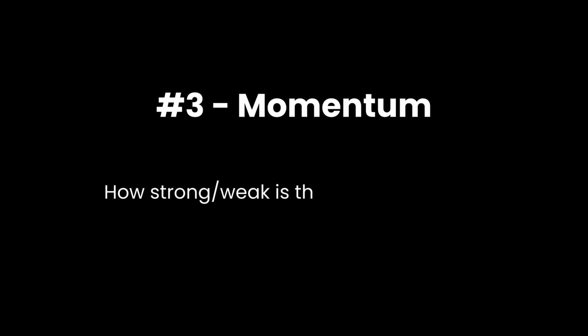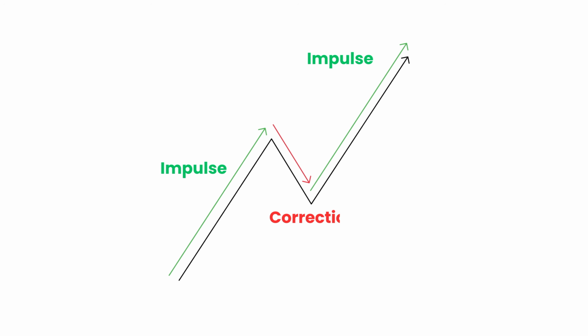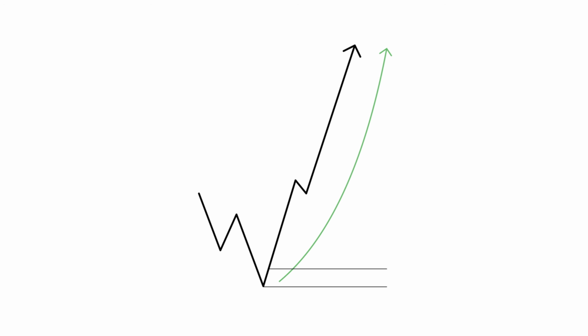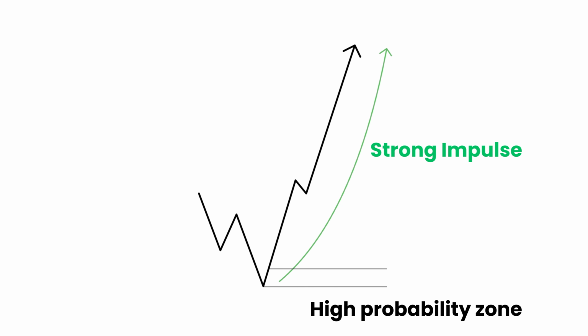The third thought is the strength of the impulse. In a trend, we have corrections and impulses. The impulse moves are the large movements in line with the trend, and the corrections are these little pullbacks against the trend. If a zone has formed a strong impulse, so a movement something like this, that is going to be a high probability zone to buy from.